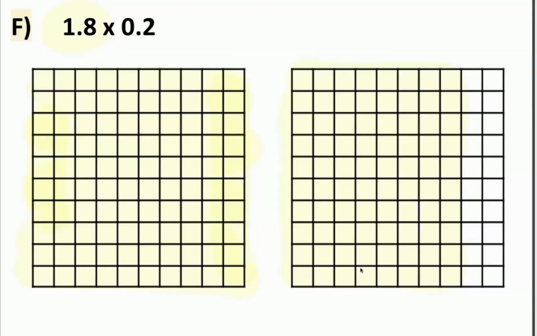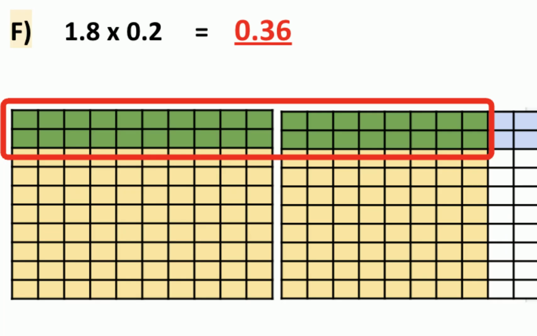Step 1, shade 1 and 8/10, like you see on the image. Step 2, shade 2/10 across both grids. So there's 1, 2, and then we'll count how many overlap. I'll show you another look at this model. Make sure you have this down.